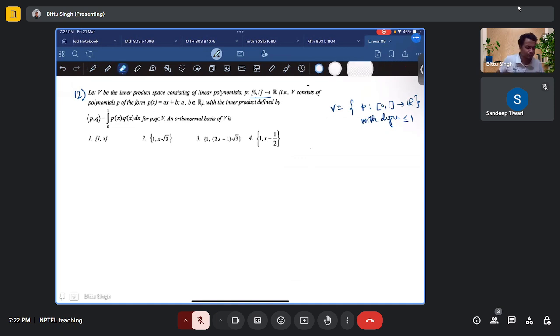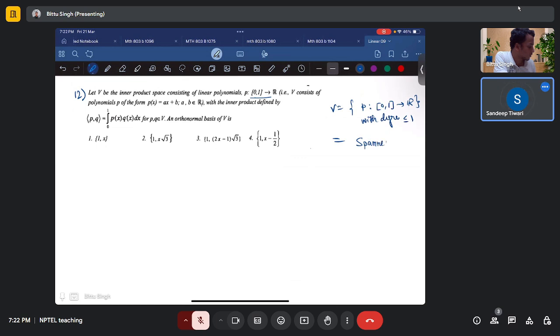So what can be done? Initially it is easy to observe that this vector space is spanned by the second and third.